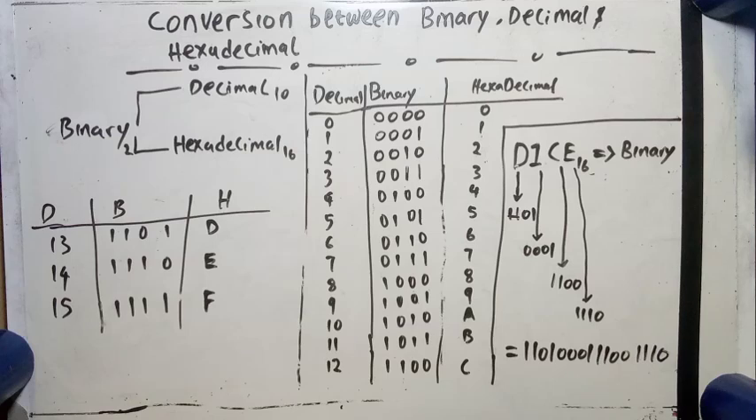Praise the Lord. Now, let us try getting it in decimal. You just got it in binary. Let us try getting it in decimal.